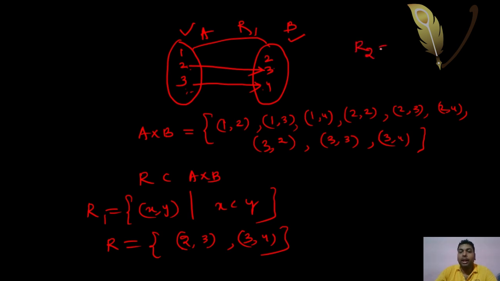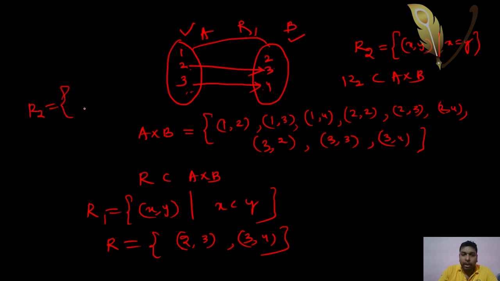Suppose we take R2 equal to the ordered pair (x, y) such that x equals y. Then R2 is a subset of A cross B. So what are the elements of R2? The elements of R2 are again (2, 2), (3, 3), because x and y are equal.